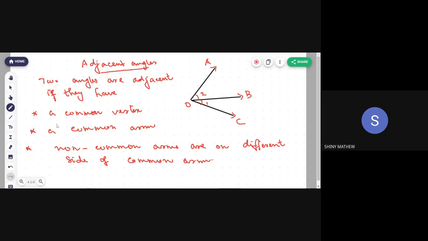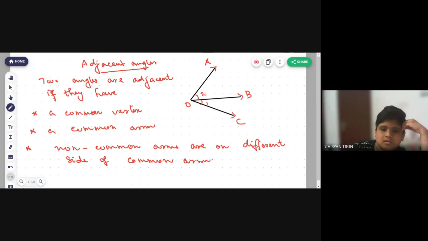Two angles are adjacent if they, miss? I did a bit different. I by mistakenly wrote the conditions first. So can I write it like later, two angles are adjacent if they satisfy the conditions? Can I write like that? Oh, okay, that's okay. Okay, they have a common vertex, a common arm, and non-common arms are on different sides of common arm. Completed this much? Yes, miss. I have a doubt.